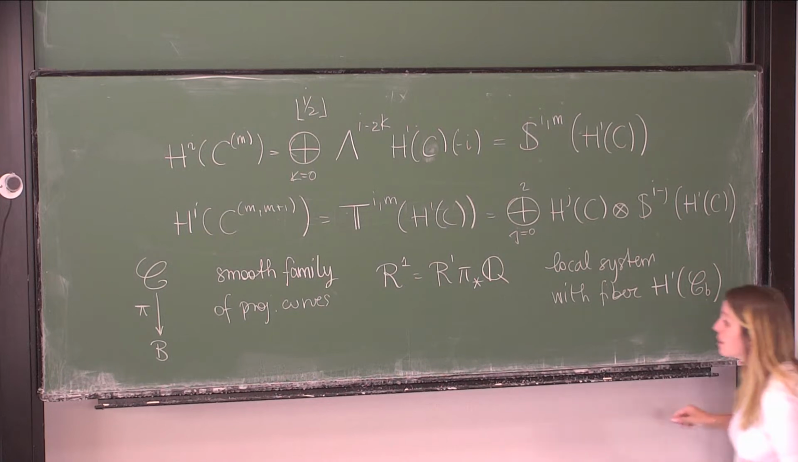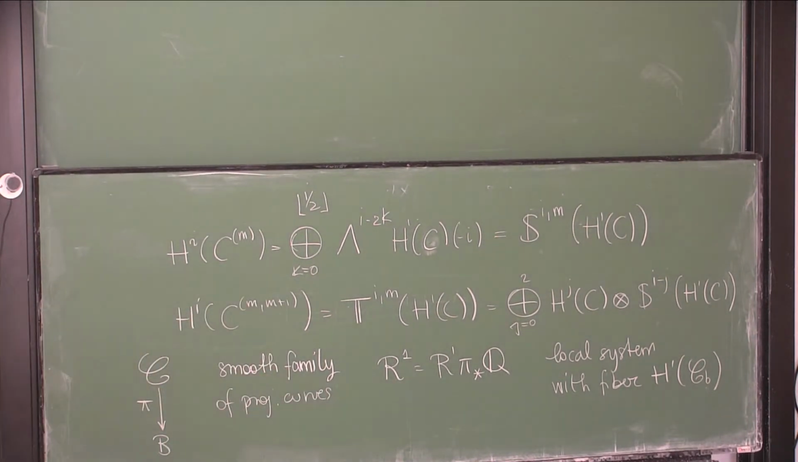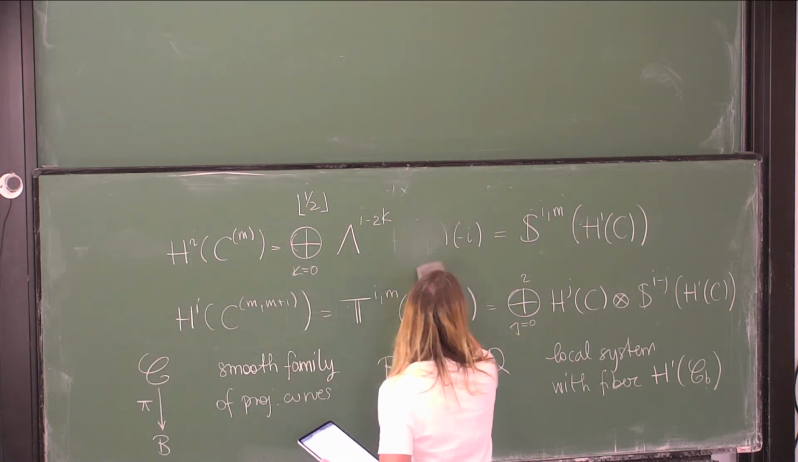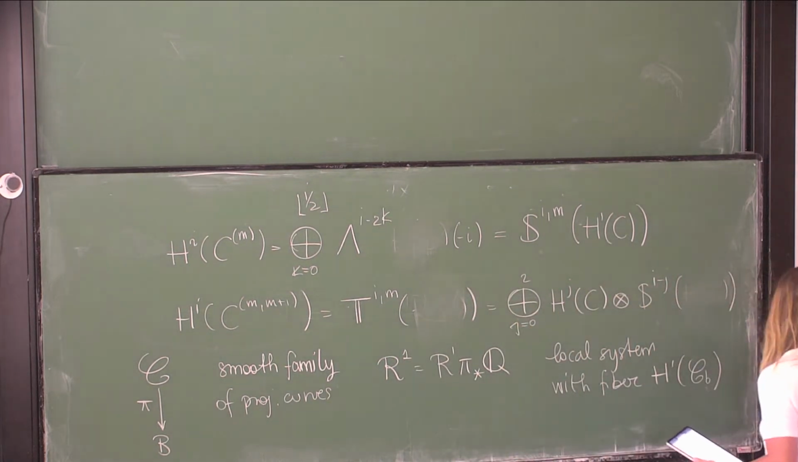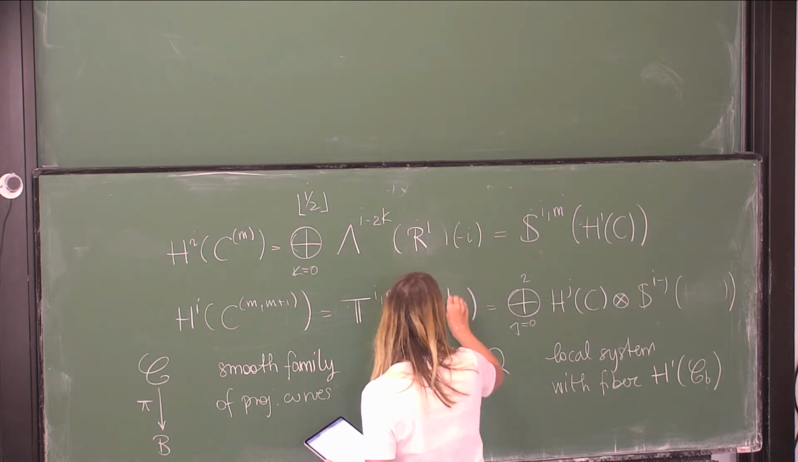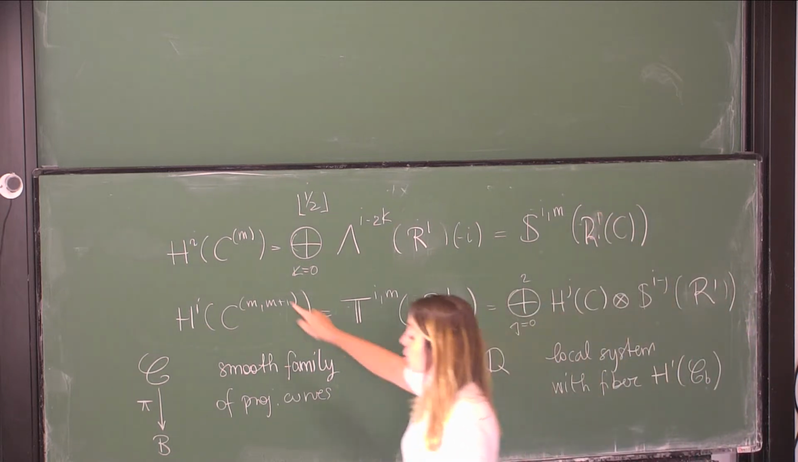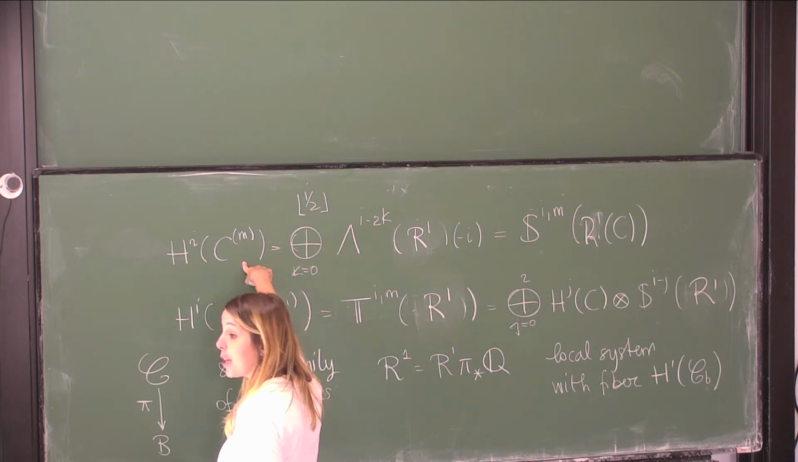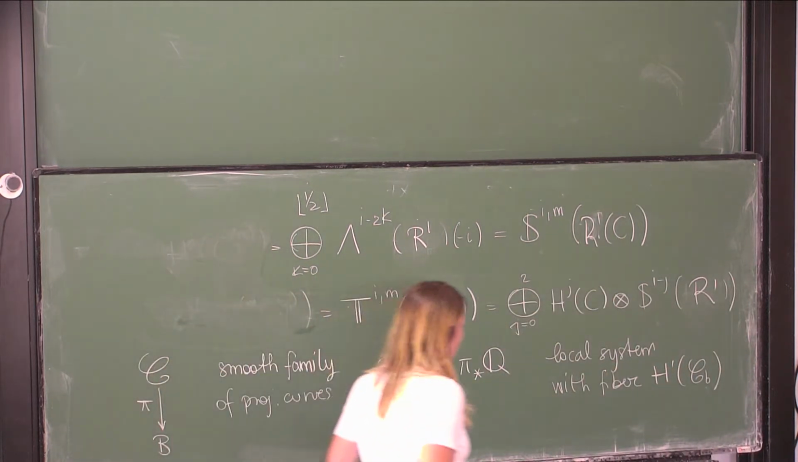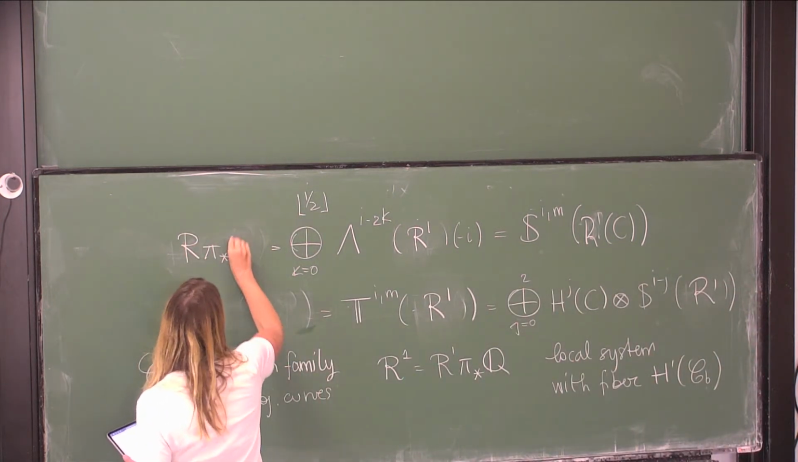And in this case, precisely Macdonald's formula will hold in the exact same way, but we are replacing this object by R1, and here we consider the cohomology complex that computes the cohomology of the total space of the family, which is the higher direct image that we denote by Rπ_* Q.